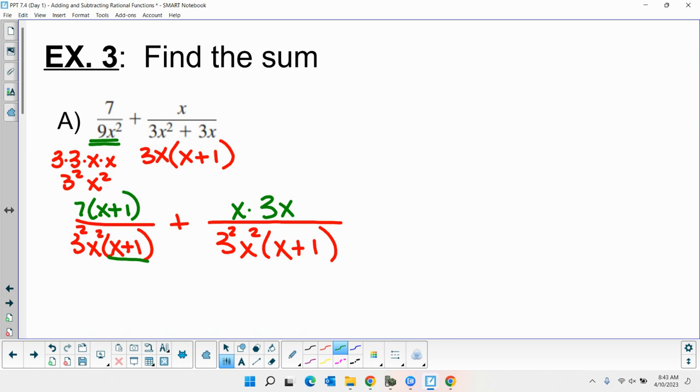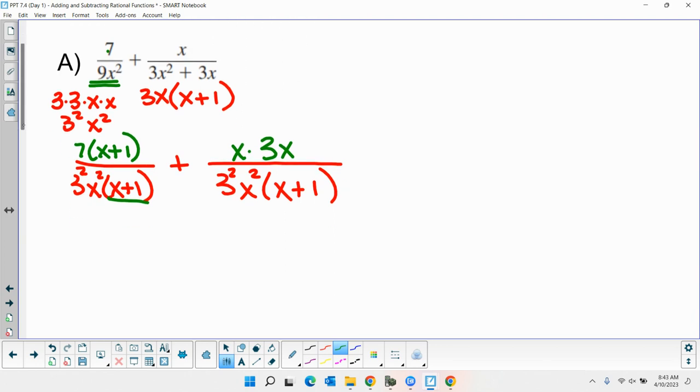Any questions on how I rewrote the two fractions? Whatever you do to the original denominator, you have to do to the original numerator when you rewrite your fractions. Okay? Now what I do is I distribute and multiply. So I'm going to rewrite these one more time just with my distributed part.